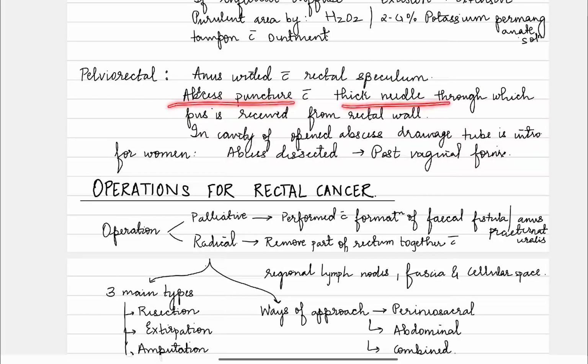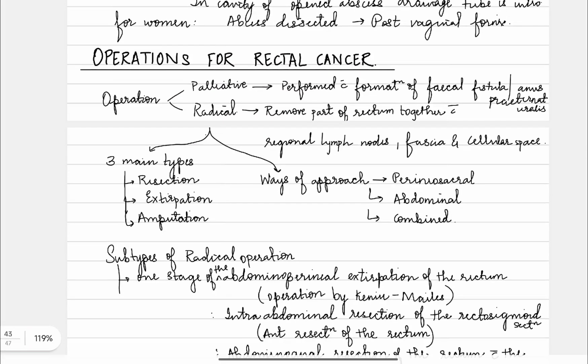Abscess puncture with the thick needle, through which pus is received from the rectal wall. In the cavity of the open abscess, a drainage tube is introduced. For women, the abscess is dissected by the posterior vaginal fornix.